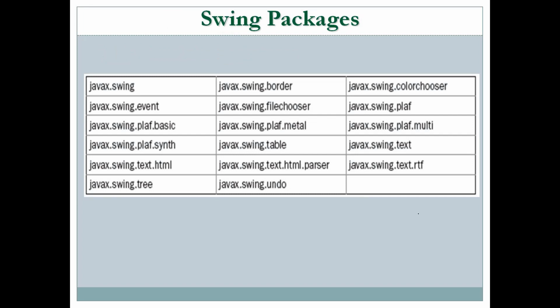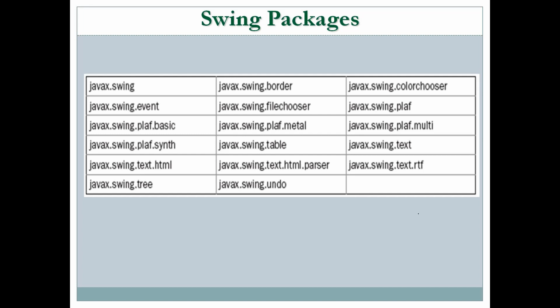Swing packages. There are many different packages available in Swing, which can be used to create a very interactive and attractive GUI program. These packages are javax.swing, javax.swing.border, javax.swing.colorchooser. There are many other packages available, and each of these provides a different set of classes and interfaces which can be used to create a very attractive GUI in Java Swing.